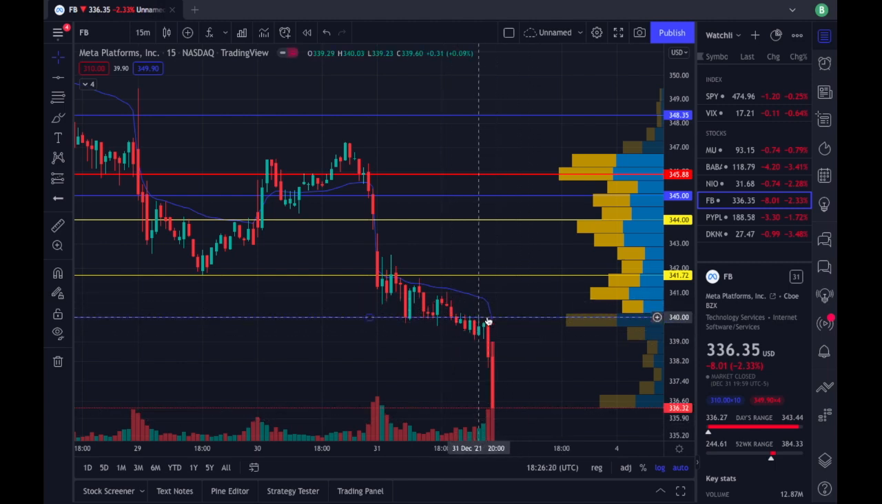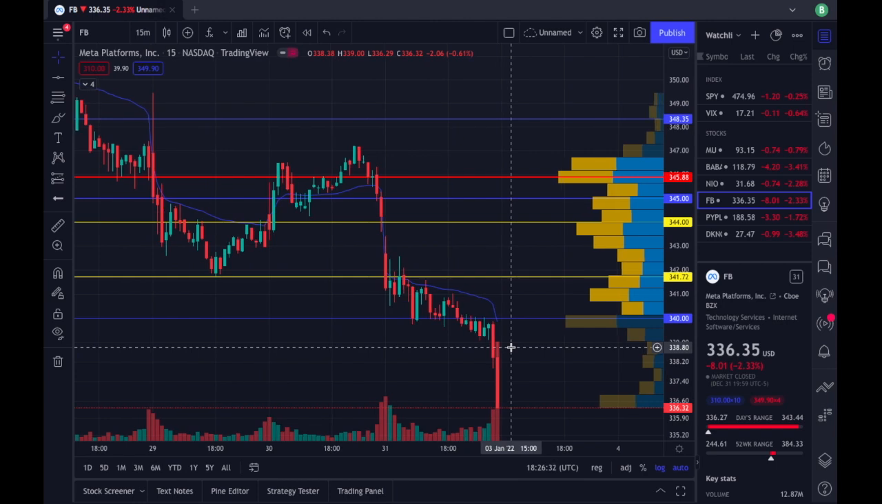after we can't hold or retest that 340 level. And that's something that's really, really important, as well as it's a big psych level being 340. Very, very big psych level. So I like that a lot.